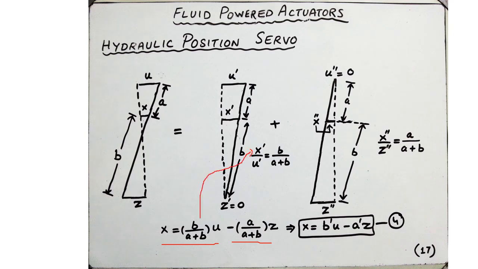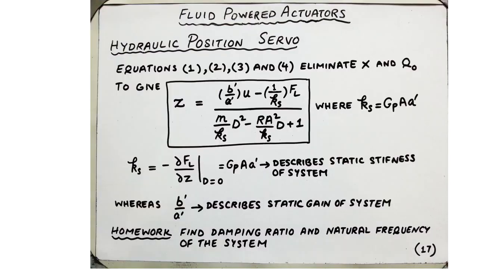That's because, remember, x was x prime minus x double prime, so this expression goes back to x prime over here, and this expression goes back to x double prime, and at the end we have successfully written x. We have expressed x as a linear sum of input and the output displacement. That is going to be our last equation 4. Those 4 equations can conveniently provide us a means to eliminate x and also q naught to give us the final expression. You can consult that from the textbook as well.